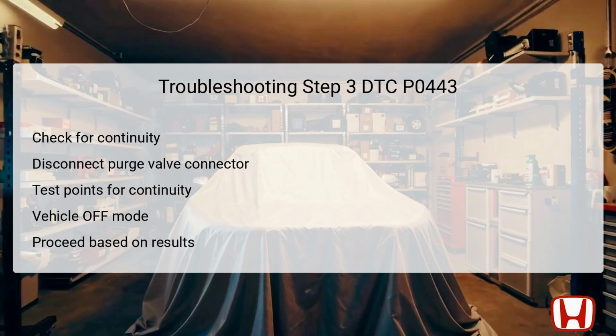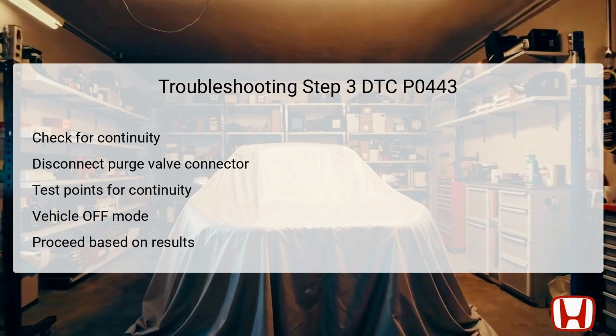Next, it's crucial to check for continuity between the designated test points in the circuit with the vehicle off. Test point 1 refers to the relevant female terminal number 1 of the purge valve connector, while test point 2 should be connected to a reliable body ground.